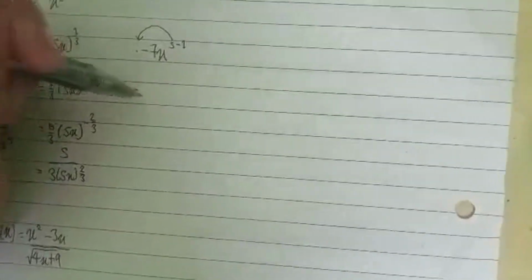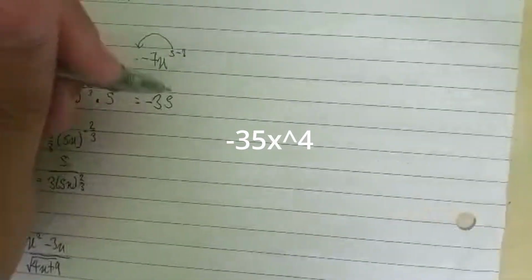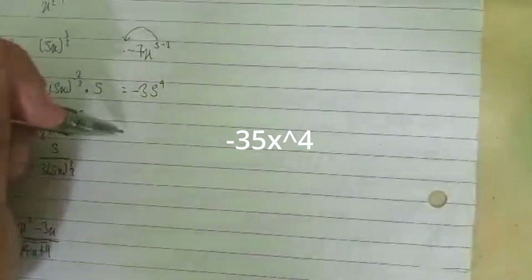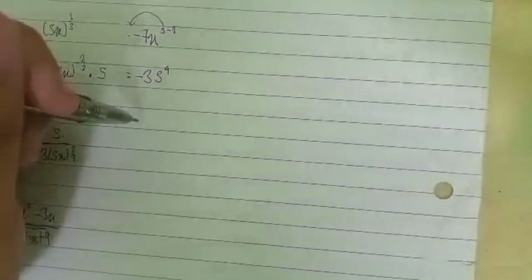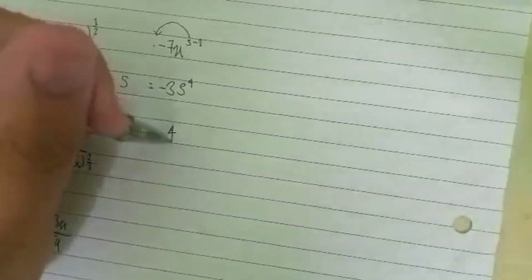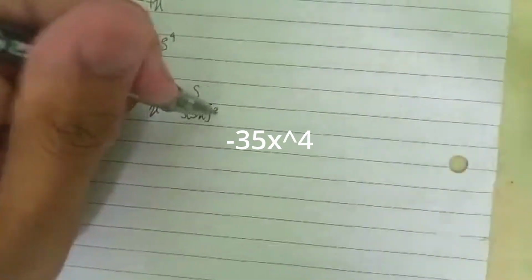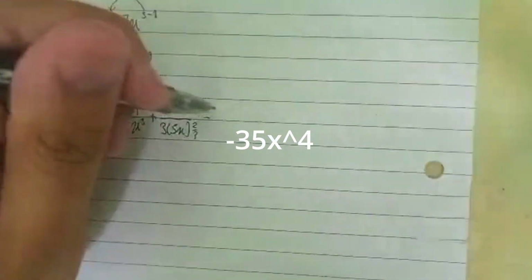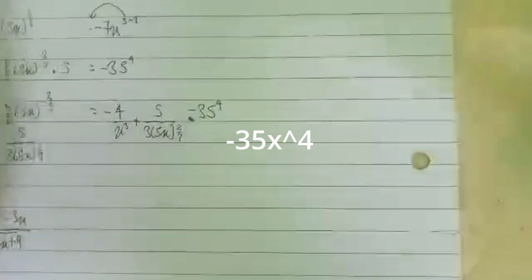On to the third part, negative 7x to the power of 5. We will apply power rule, where we will multiply 5 with 7x and also minus 1. That will be negative 35x to the power of 4. Put all of this together, and the final answer is 4 over x to the power of 3 plus 5 over 3, 5x to the power of 2 over 3 minus 35x to the power of 4.